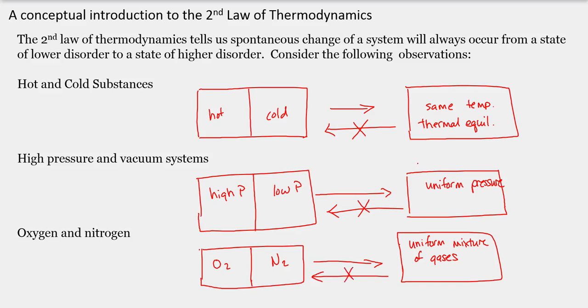Let me be careful here. We could accomplish any one of these processes from right to left if we put energy into the system. But we have never seen that occur spontaneously. So what's key here is that we know that spontaneously the system will equilibrate. Now, the conservation of energy tells me either direction is perfectly possible. It's the second law of thermodynamics that says, nope, it's this direction that matters.